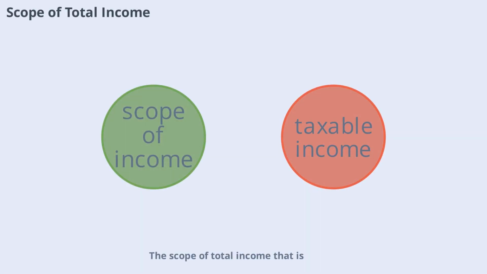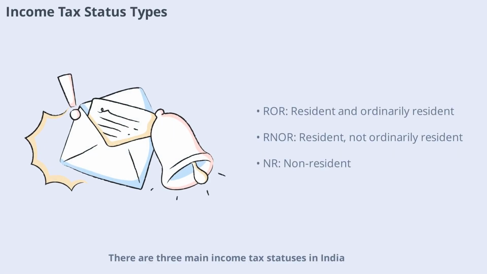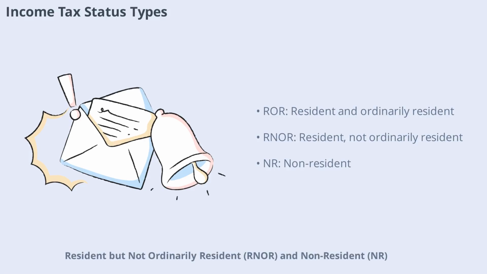The scope of total income that is taxable in India depends on 3 main factors: the residential status of the assessee, the place where the income accrues or is received, and the timing of accrual or receipt. These factors together determine whether income is taxable in India, regardless of where it is earned or received. There are three main income tax statuses in India: resident and ordinarily resident (ROR), resident but not ordinarily resident (RNOR), and non-resident (NR). Your status affects which types of income are taxable in India. Both Indian citizens and foreigners are subject to these rules if they earn or receive income in India.